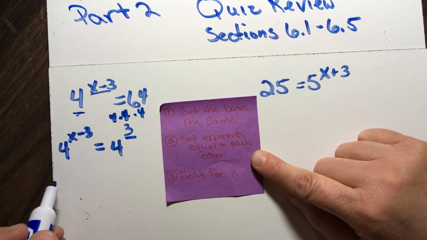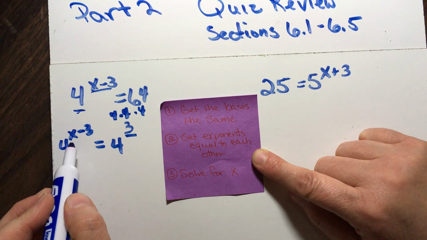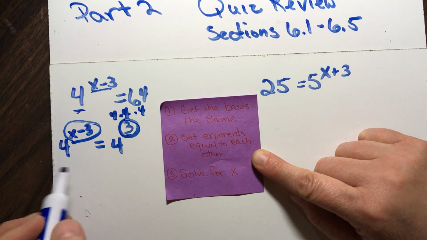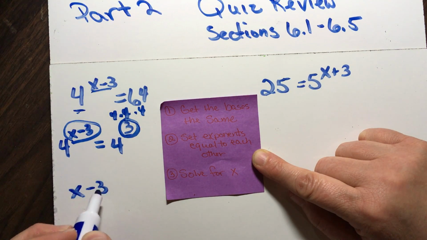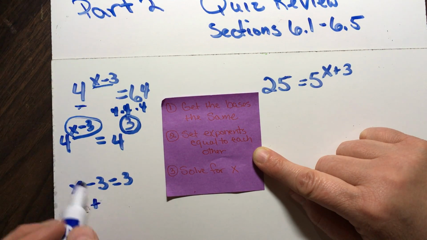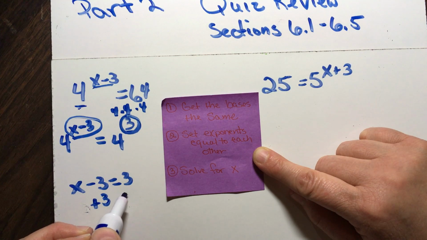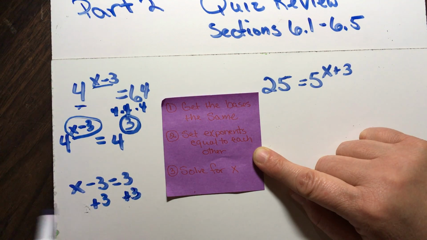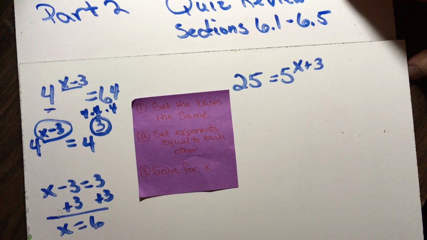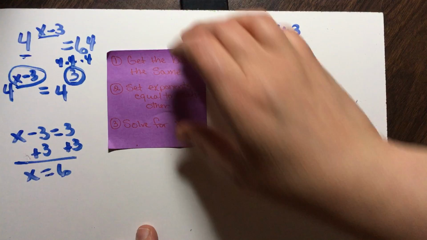Step 2, set exponents equal to each other. So here's one set of exponents, and here's my other exponent. So x minus 3 equals 3. And then we just solve this like it's a regular algebraic equation. Whatever I do to one side, I have to do to the other. X equals 6.